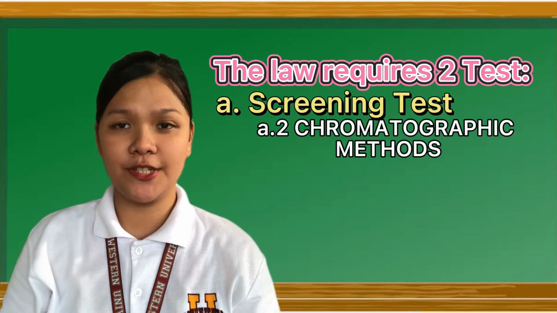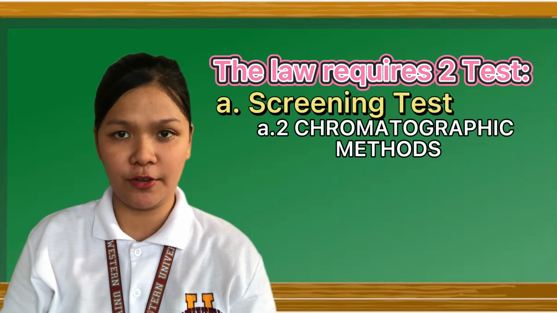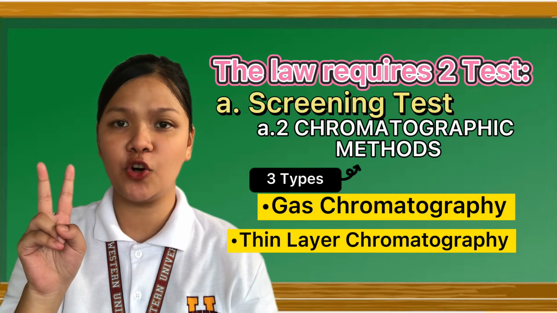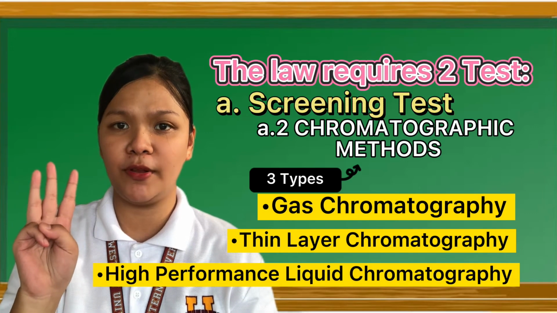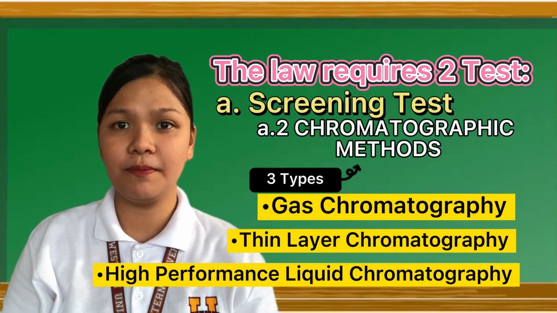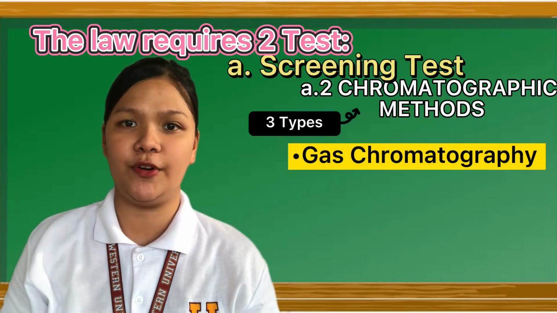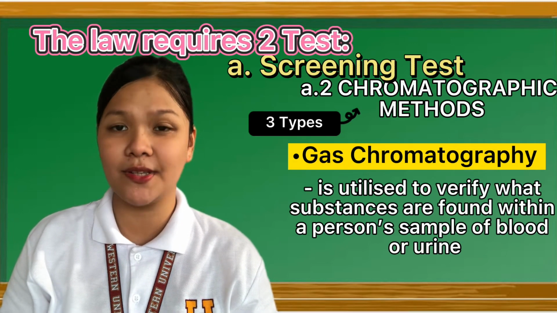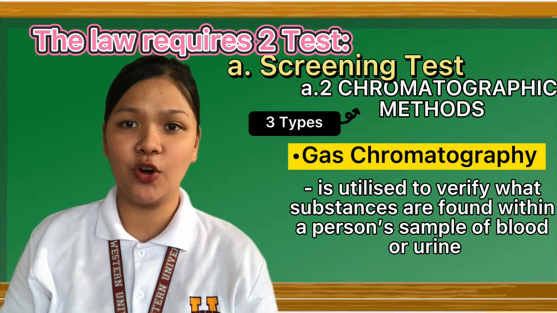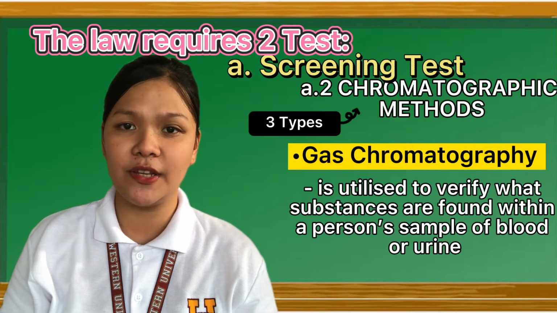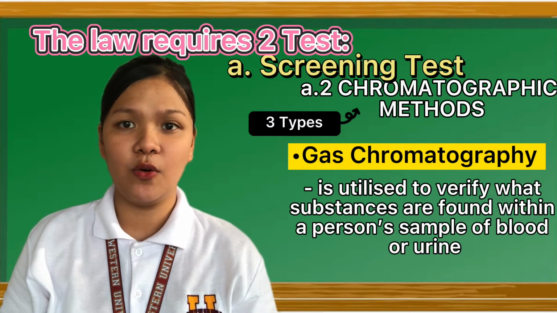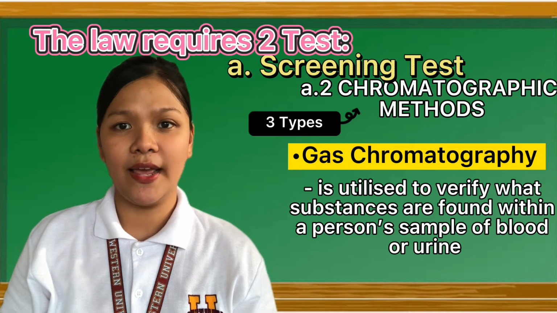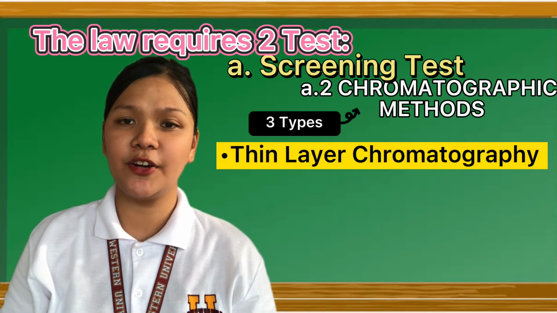The second method to the screening test is the chromatography method, and this method has three types, which are gas chromatography, thin layer chromatography, and high performance liquid chromatography. So let me discuss it, beginning with gas chromatography. So this is a common scientific analytical method for determining individual substances within a sample. Within the context of drug testing, gas chromatography is utilized to verify what substances are found within the person's sample of blood or urine.